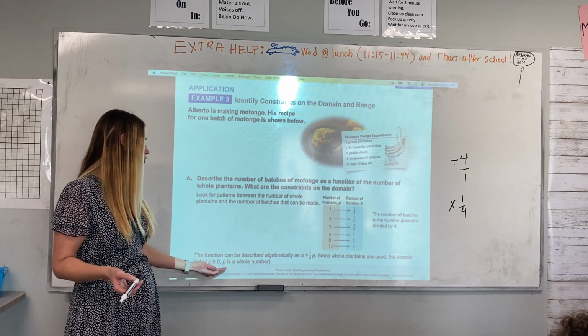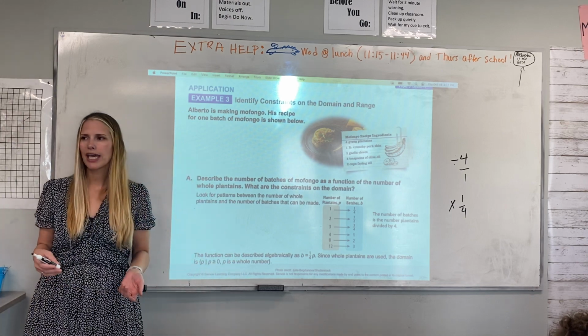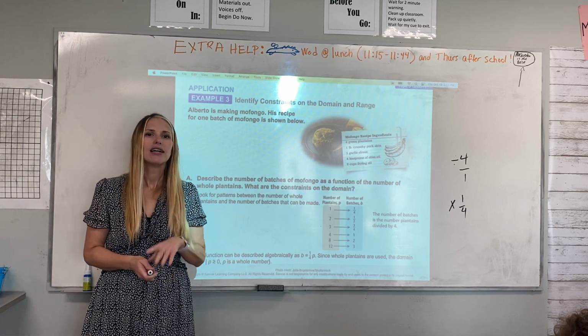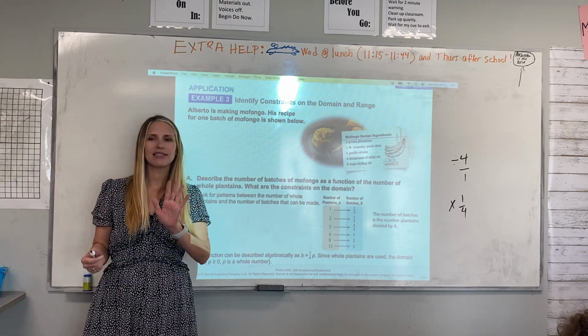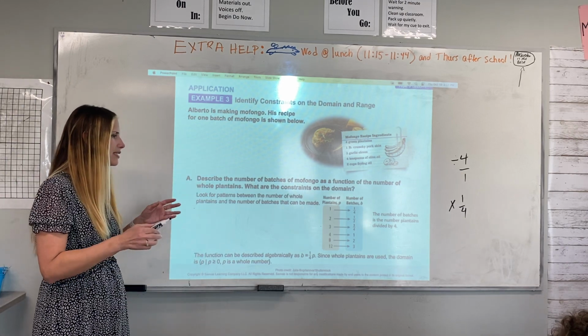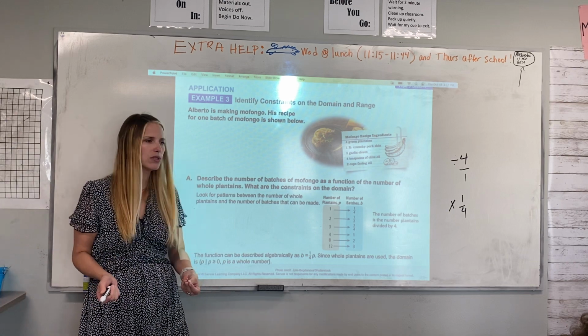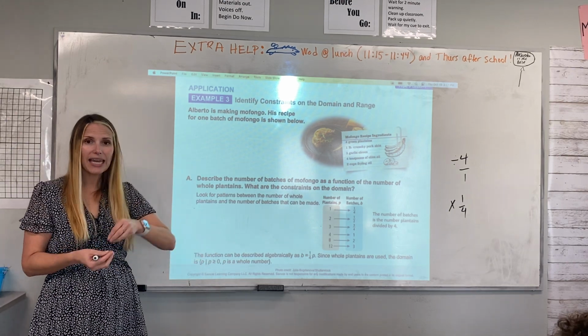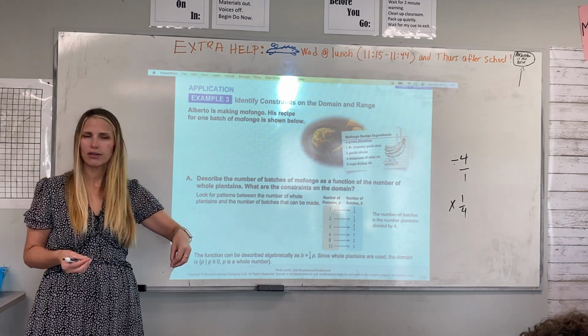And your plantains have to be a whole number. You can't go to the grocery store and buy half of a plantain, can you? No, they will not sell you half of a plantain. Okay, so we're just going to stick to the plantains having to be a whole number, and it has to be greater than or equal to 0 in terms of getting some sort of output, right?